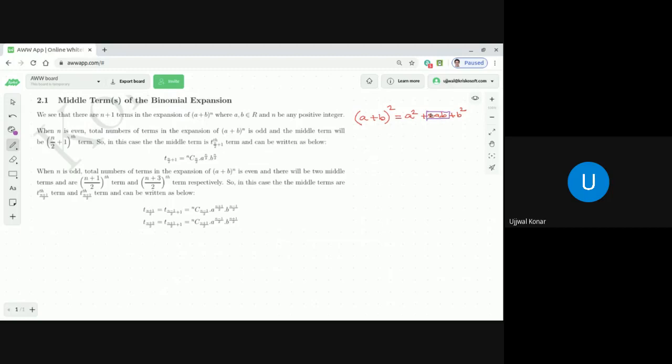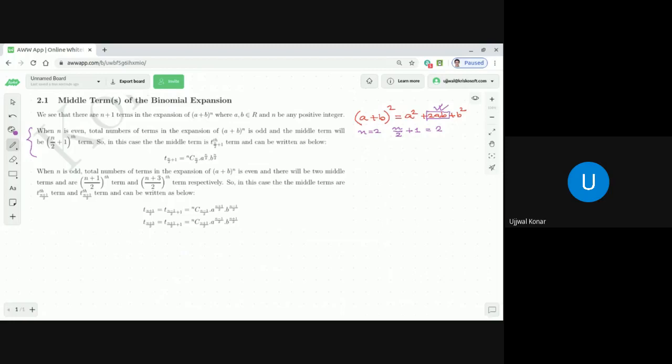What is the value of n here? n is 2, correct? So n by 2 plus 1 is 2 by 2 plus 1, that is the second term. So when n is even, the total number of terms in the expansion of (a plus b) power n is odd, and the middle term will be the (n by 2 plus 1)th term.